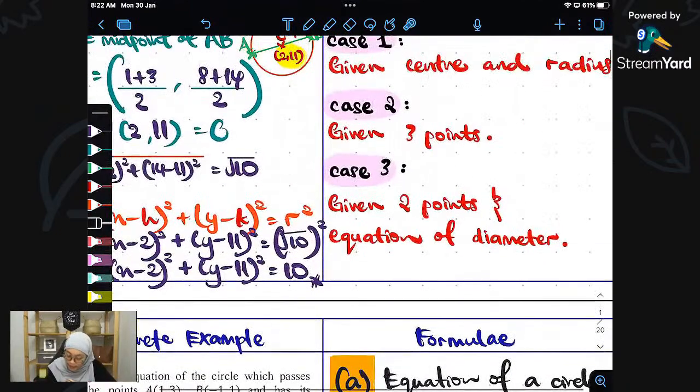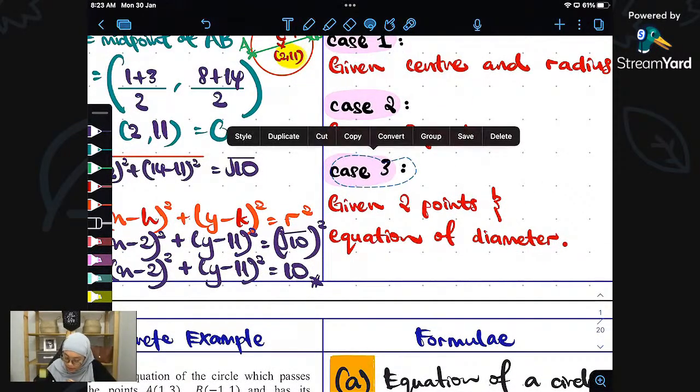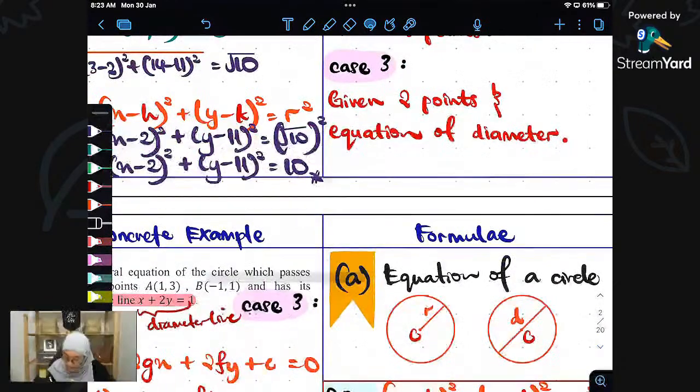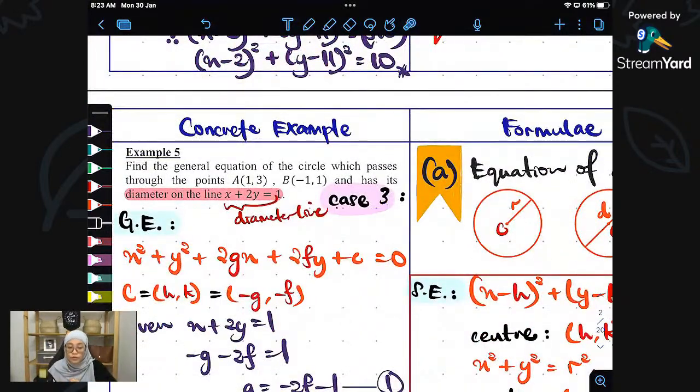So yang ini case yang ketiga. Case yang ketiga adalah mempunyai 2 point. Okay, kita mempunyai 2 points and given the equation of diameter. So this is case 3. Okay, I make this case by cases so that you will learn much more clearer that we have few cases of type of question, you know. So this is case 3 because we have 2 points and we have diameter line. So let's have a look on how we solve this case.